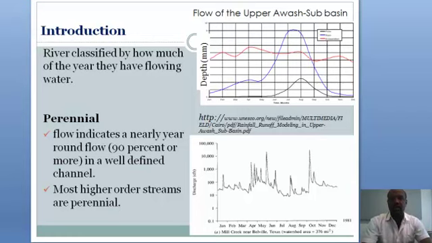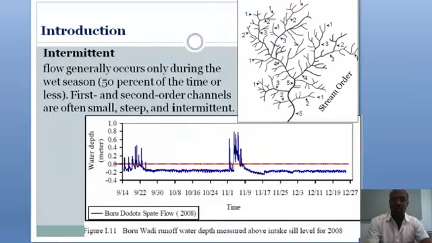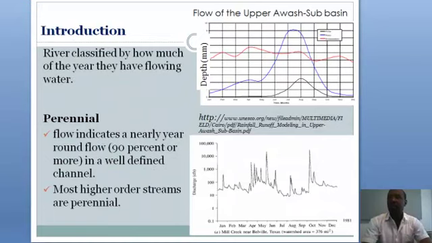A river basically could be divided based on how much of the year it carries flows. That is, we could divide it into perennial, intermittent, and ephemeral rivers. We may call a river perennial if it carries measurable flow for most of its time, like if it has a flow of measurable extent for more than 90% of the time.